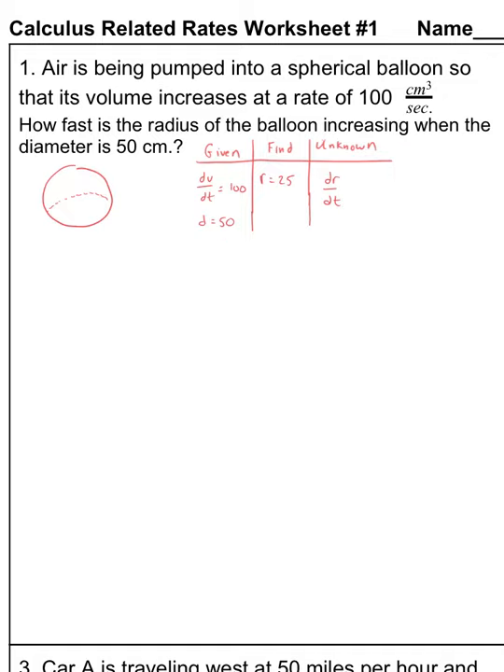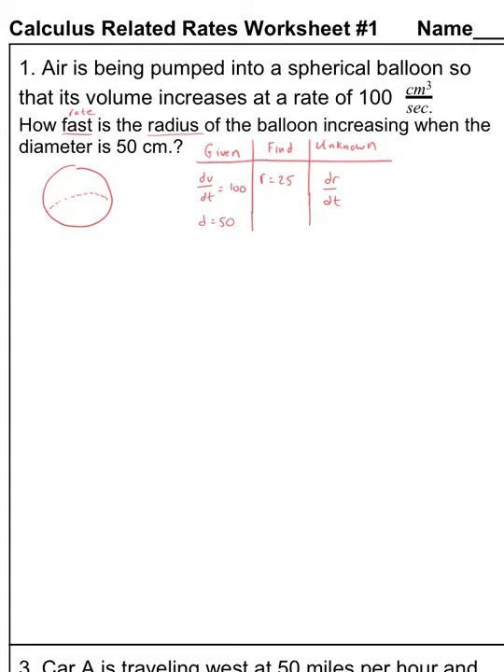Here are our givens. The volume increases at a rate of 100 centimeters per second. That's the rate of change of volume, dV/dt. And it's asking us how fast is the radius. That's a key word, how fast. That tells you that you're looking for a rate, the rate of change of radius. So our unknown is dr/dt.